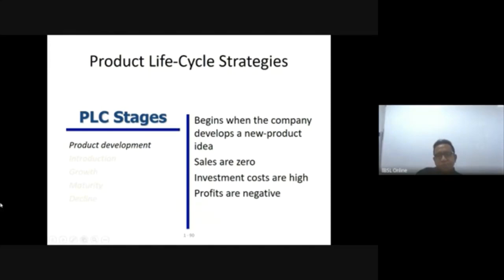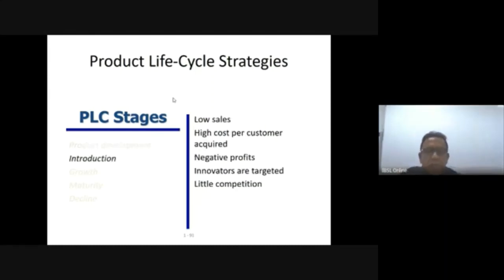So let's see some features in each product life cycle stage and strategies under each stage. The product development initial stage begins when the company develops a new product idea. Sales are zero, investment costs are high, profits are negative. Then the introduction level: sales are still low, cost per customer acquired is high, because sales are low. Profits negative. Innovators are targeted. Little competition.